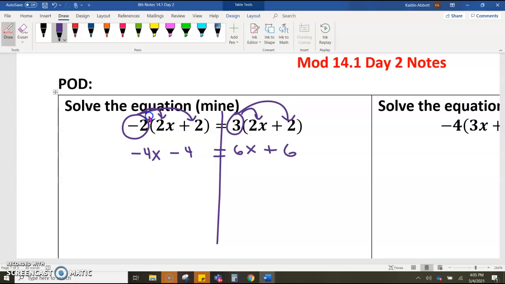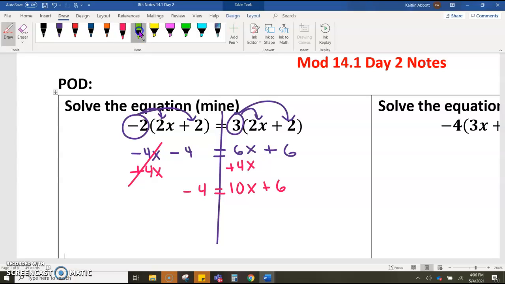Now let's put together the variables. So I need to make a zero pair with the smaller variable. Which number is smaller, 6 or negative 4? Hopefully you said negative 4. So we're going to make a zero pair with that negative 4. So the opposite of negative 4 is a positive 4x. Those go away. I'm going to add 4x over here. Then I'm left with negative 4 equals 6 plus 4 is 10x's plus 6.